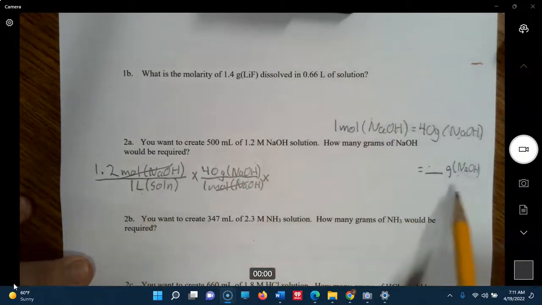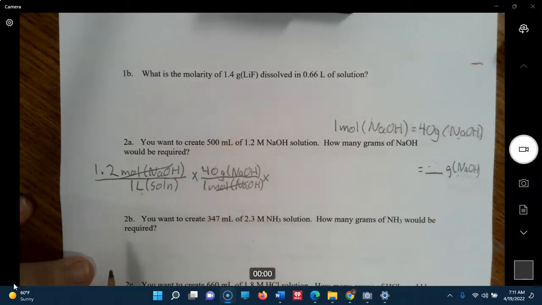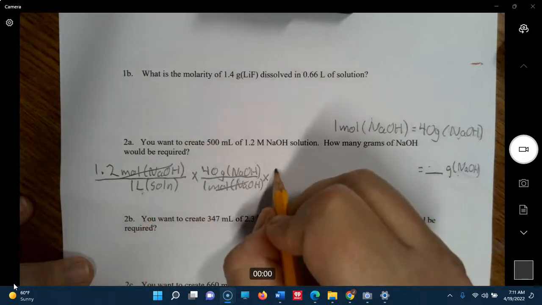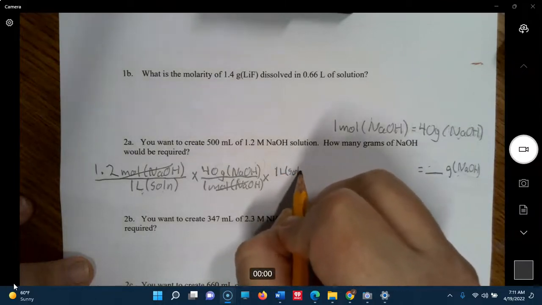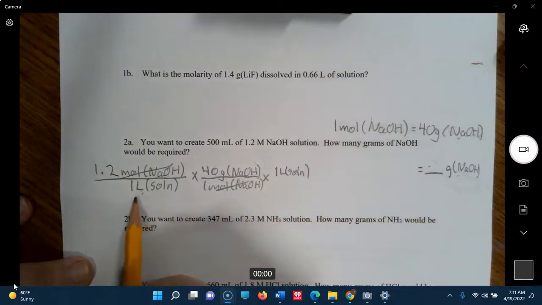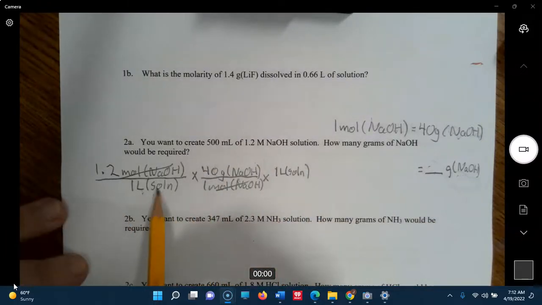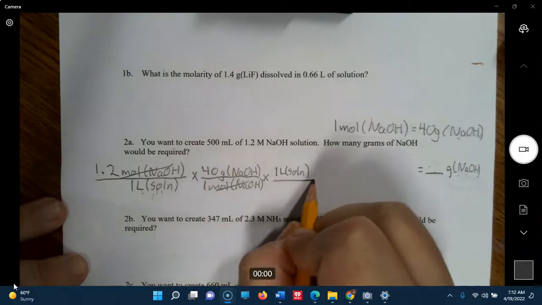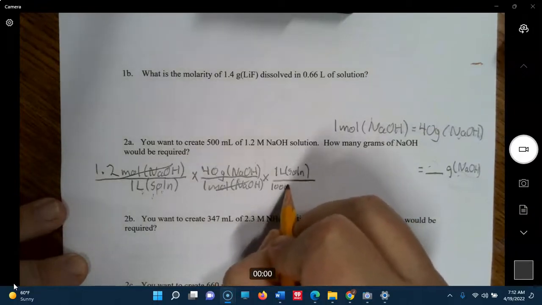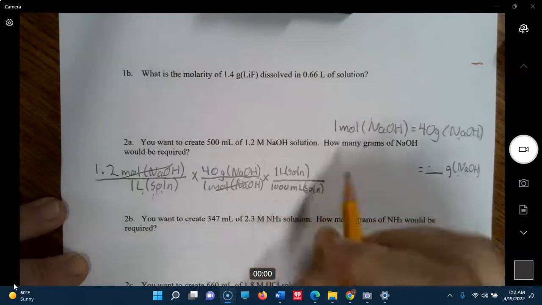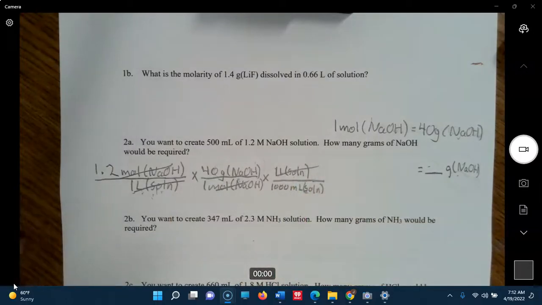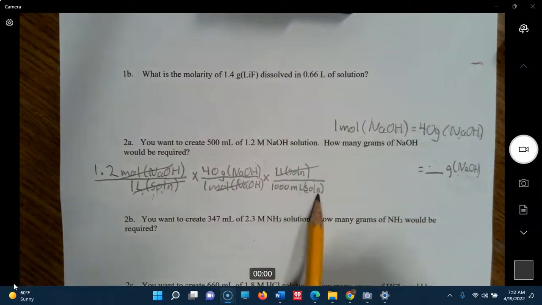Okay, so I have 1 liter here and nothing here. I need to get rid of the 1 liter, and I have this 500 milliliters to work with. So the first thing I want to do is convert this liter into milliliters, and it's specifically of solution. Again, 1,000 milliliters equals 1 liter of anything, but we're interested in solution here, so we're going to write solution with our conversion. So liters of solution cancels with liters of solution. Now we have milliliters of solution down here on the bottom.